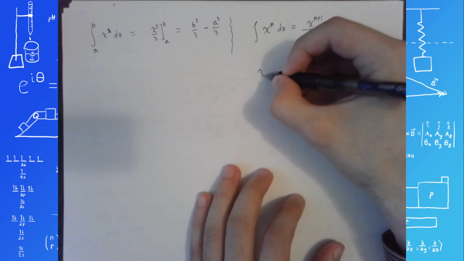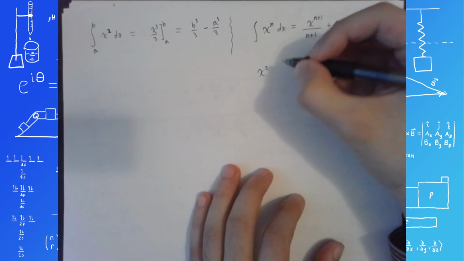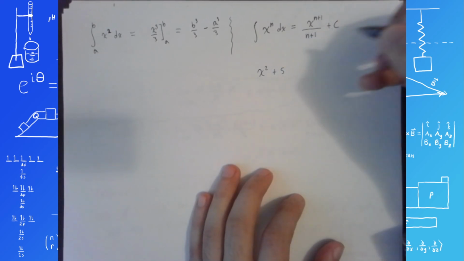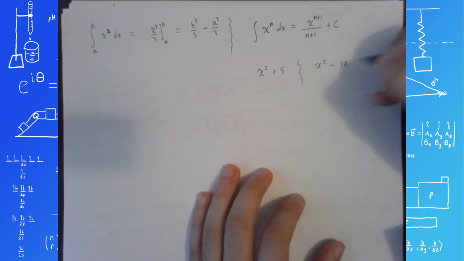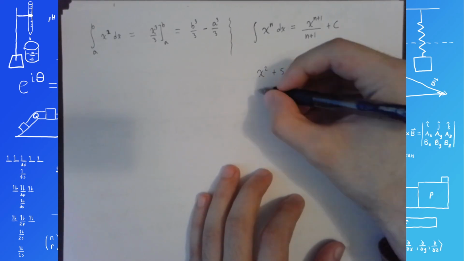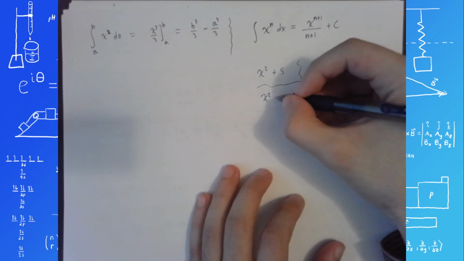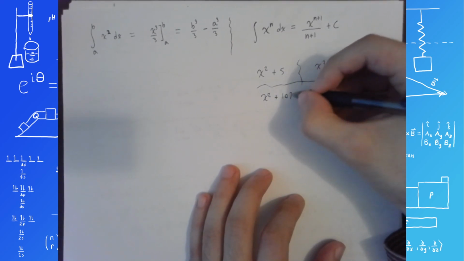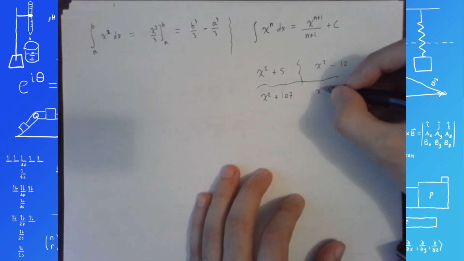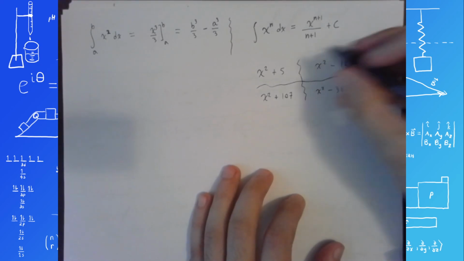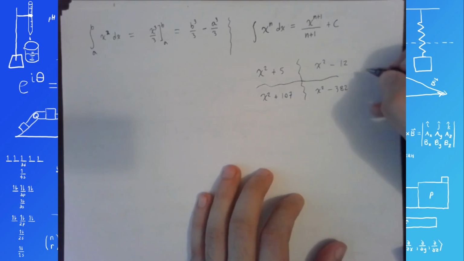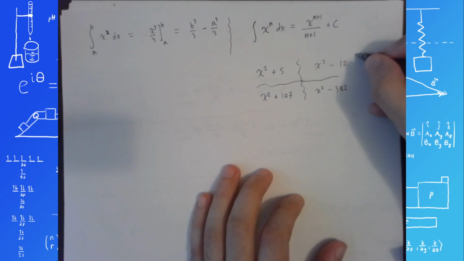If I did something like the derivative of x squared plus 5, and I also did the derivative of x squared minus 12, and I did the derivative of x squared plus 107, and I did the derivative of x squared minus 382. All of these functions will have the same derivative. All of them will have a derivative of 2x.